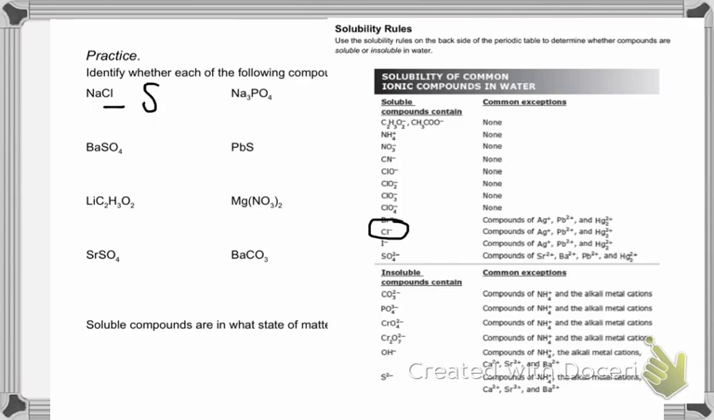Next one, barium sulfate. Sulfate's right here. Sulfate is always soluble unless it's with, look, barium. Because barium and sulfate are together, this is going to be insoluble. Remember, these are the exceptions. So this is soluble, this is insoluble. Down here, these are insoluble, and over here, these guys are going to be soluble.